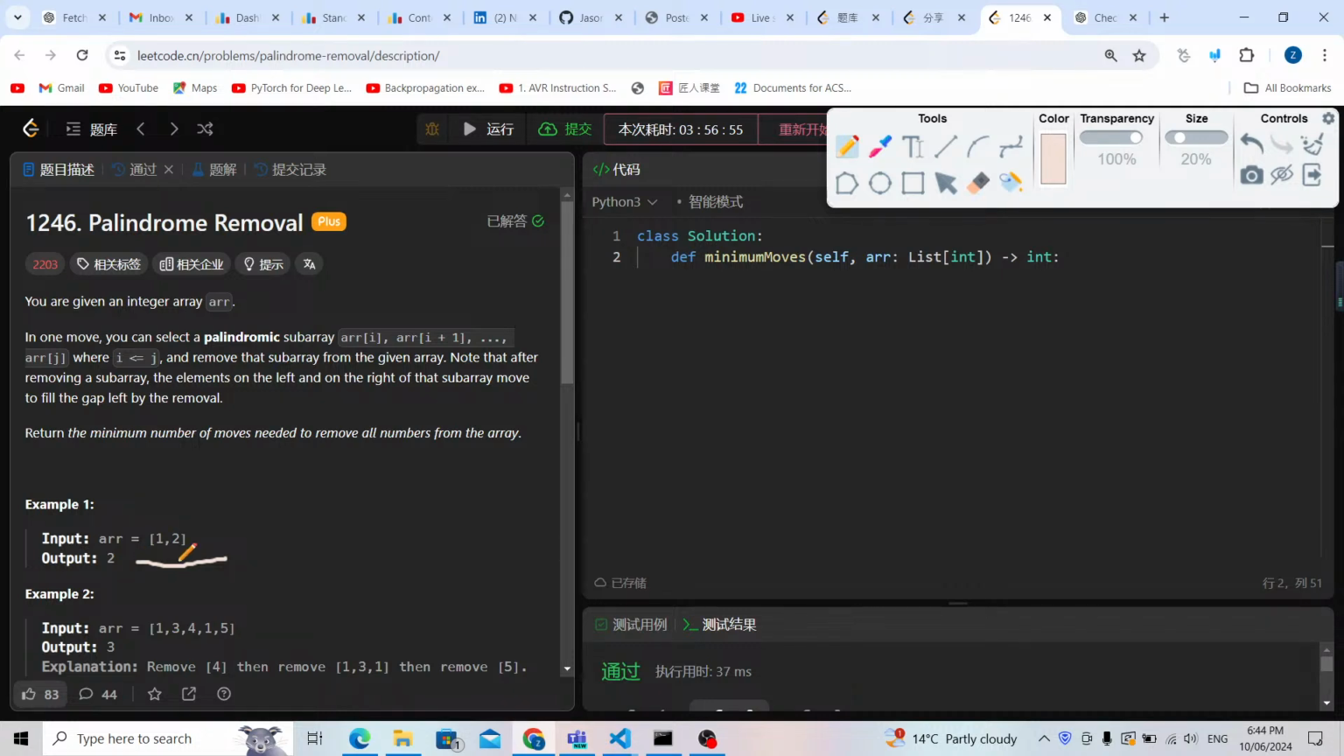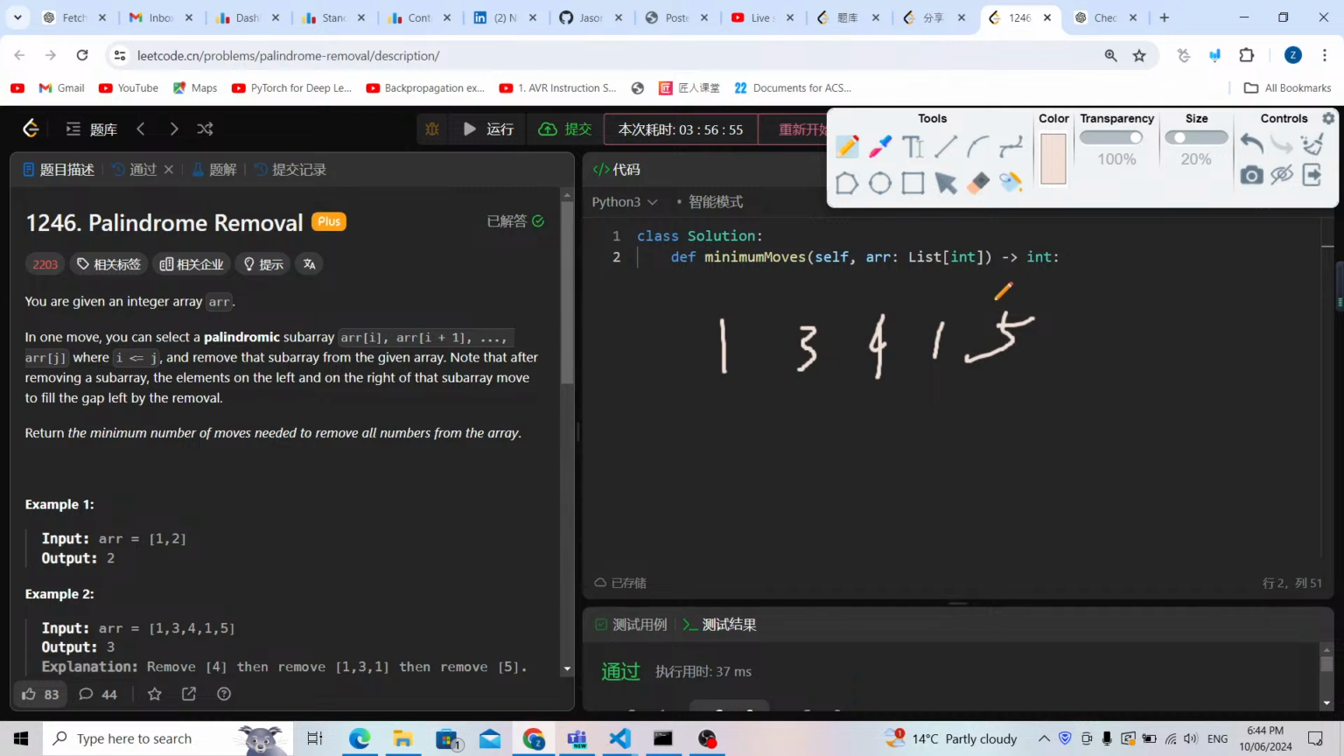Normally, for this array with 1 and 2, we can remove 1 and only 2 is left behind, and then we can remove 2. So there are going to be 2 steps. But this is not the most efficient way to solve the problem. For another example, if we have 1, 3, 4, 1, 5, and we remove them one by one, it's going to be 5 times. But we want to improve the efficiency according to the description.